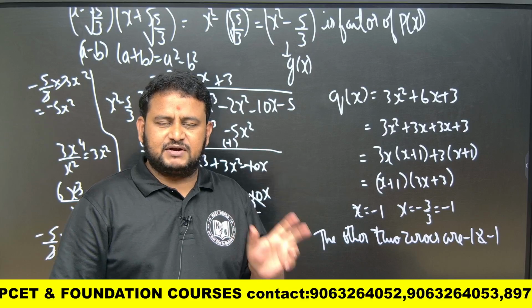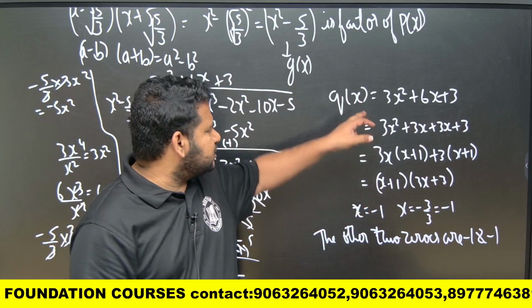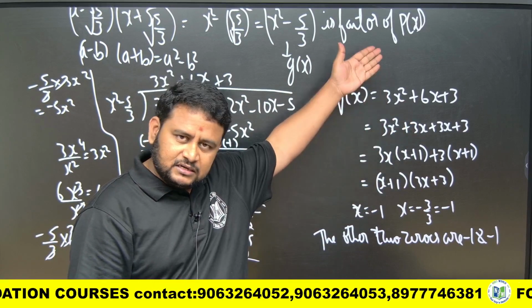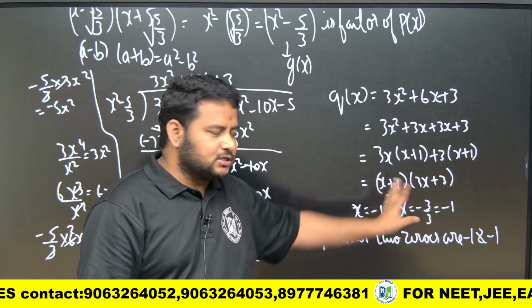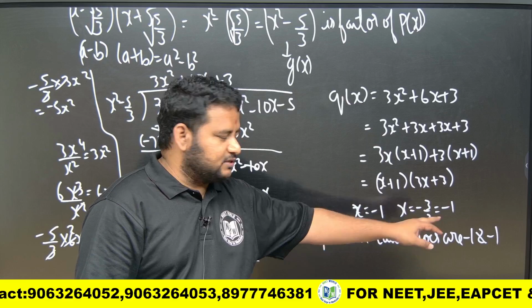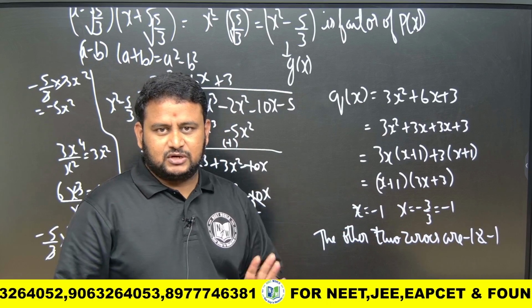So p of x divided by g of x, we got a quotient. That quotient is this one. By splitting the middle term of this quotient, if you find the roots, that is nothing but the zeros, we will get another two zeros. The other two zeros are minus 1 and another one is also minus 1. That's all for the question, friends.